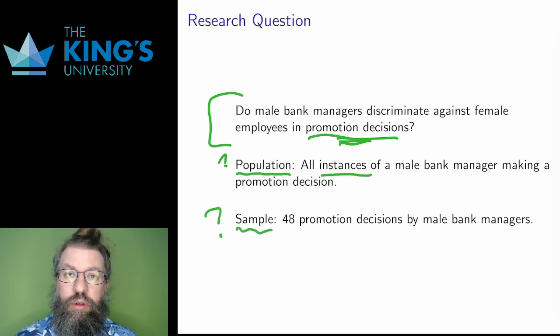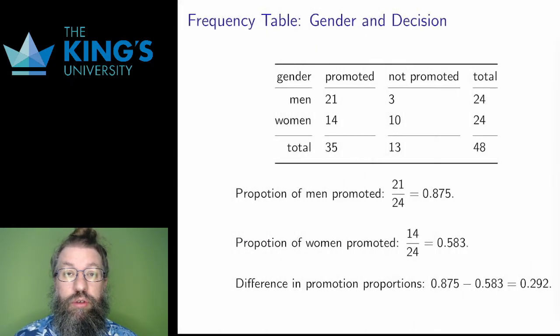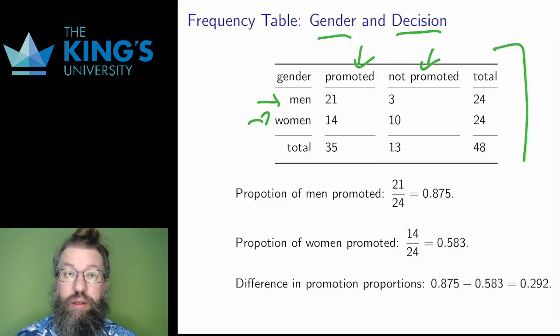That's the population. What is the sample? Recall that the sample is the actual data, the portion of the population that we know something about. In this study, the sample was 48 specific promotion decisions that the researchers were aware of. The dataset then has 48 cases. Each case has two variables, gender and decision. Both are nominal categorical with two categories, gender split between men and women, and decision split between promoted and not promoted. The gender here refers to the gender of the applicant. Remember, the study is only about male managers, so that part is fixed.